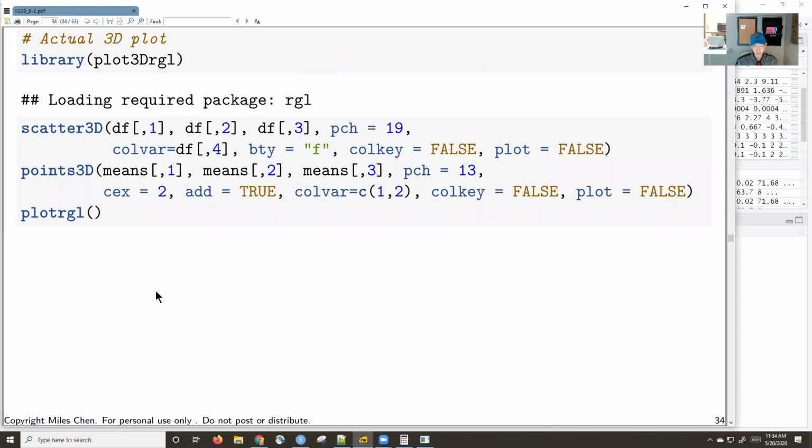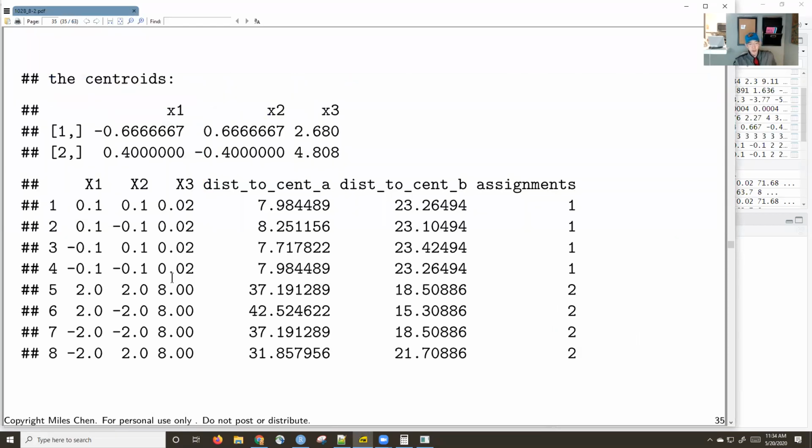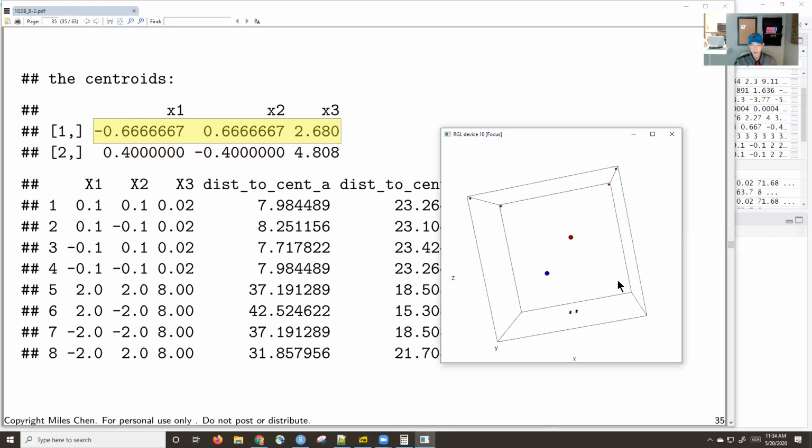If you want to create these little 3D plots in R, you would use plot3d from RGL, with plot RGL as your command. We would go through and say, here are the centroids. This is that blue lower centroid here.